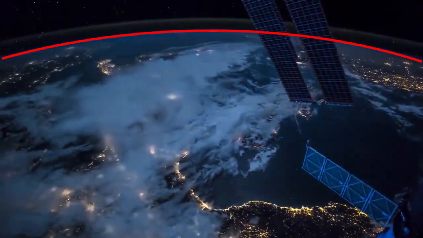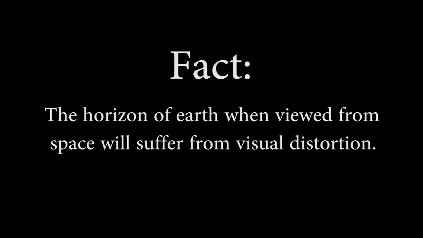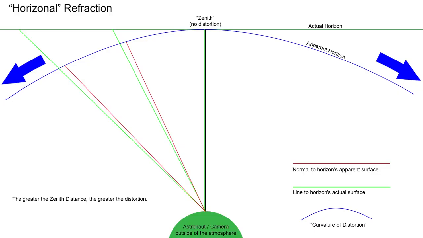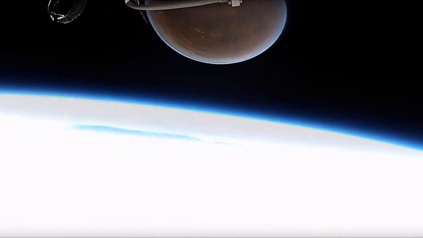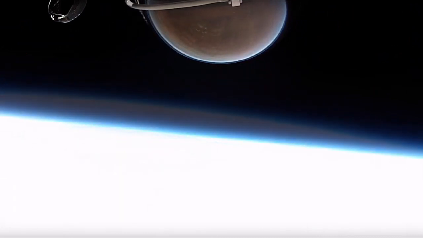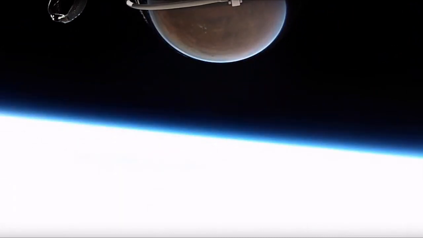Our research has led to a single truth. The horizon of Earth, when viewed from space, will suffer from visual distortion. The actual horizon and the apparent or visible horizon are not the same. Mathematical formula must be used to correct the distortion caused by the atmosphere so we know the true shape of the horizon line.